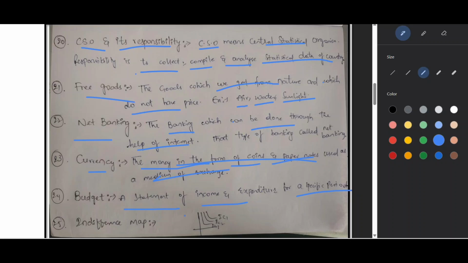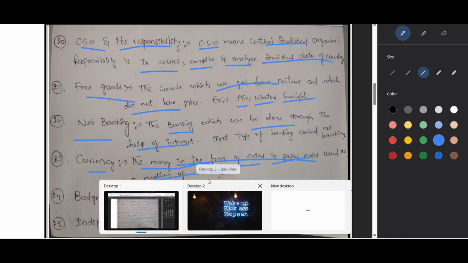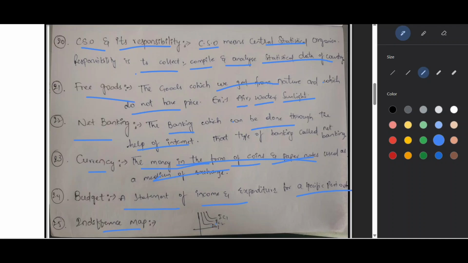Next, last one is indifference map. This indifference map is also called as indifference curve. For this answer, you just have to draw an x-axis and y-axis, and you have to draw these three curves like this. The first one is indifference curve 1, second is indifference curve 2, and third is indifference curve 3. So just you have to draw this and your answer will be over.